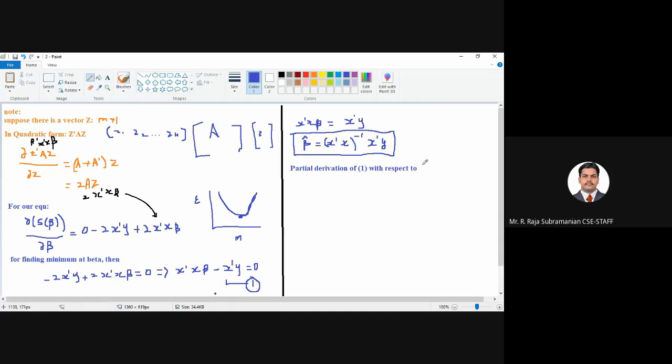With respect to beta, I have to do one more time. That is the second partial derivation. Already it is actually ∂S(β)/∂β, right? So I can write it like ∂²S(β)/∂β². So what will be the answer if I derive it one more time?